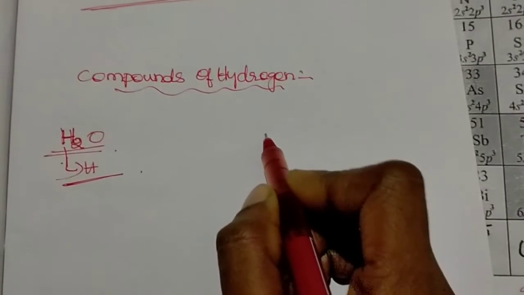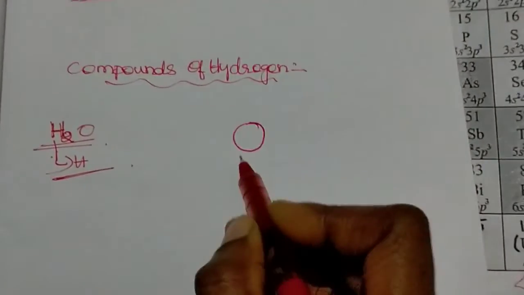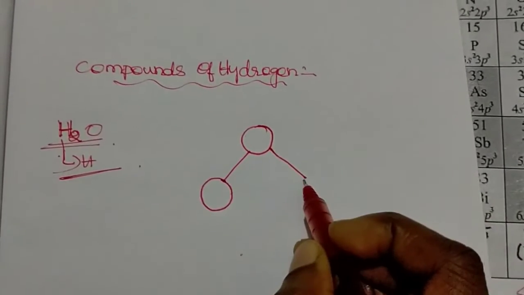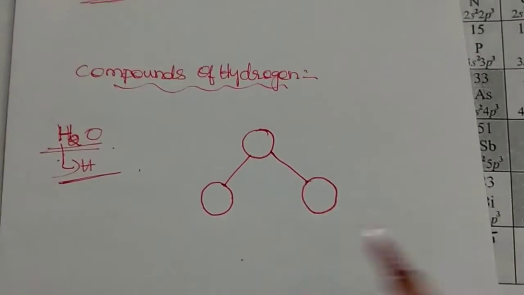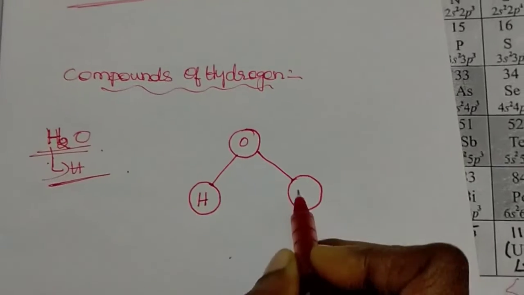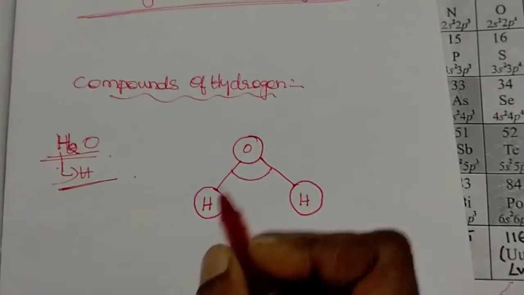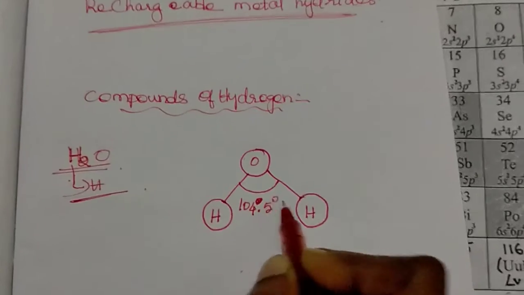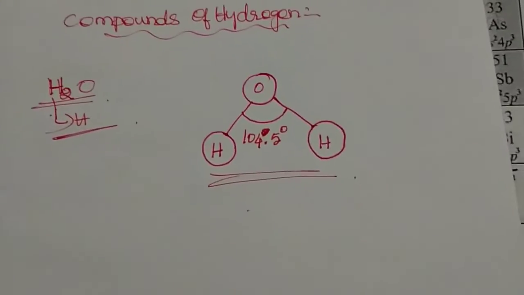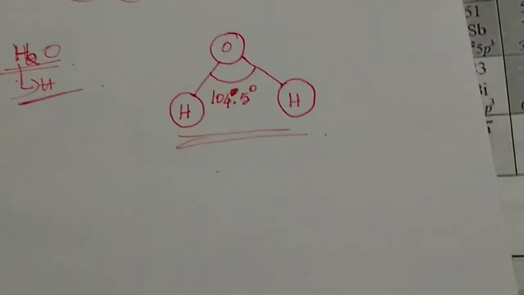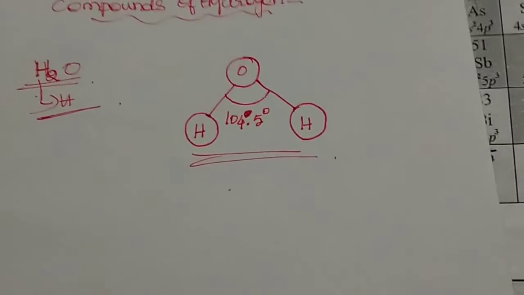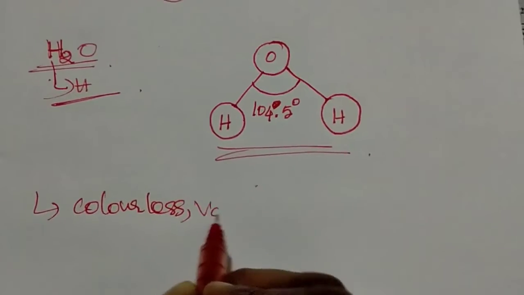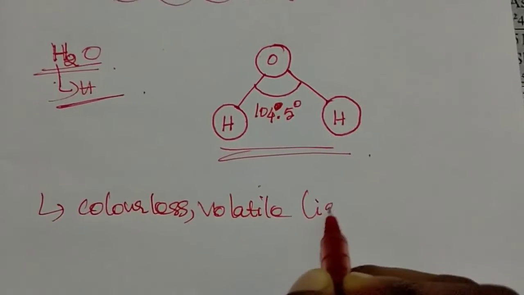The shape of water is oxygen, hydrogen, hydrogen. The angle between the two bonds is 104.5 degrees. This is the shape of water. What are the physical properties of water? Water is a colorless, volatile liquid.